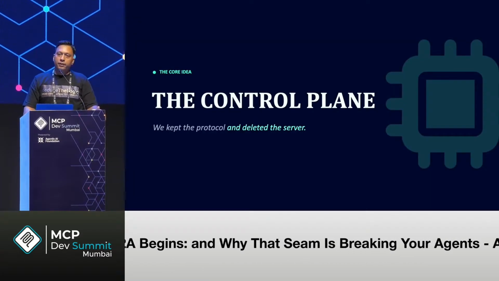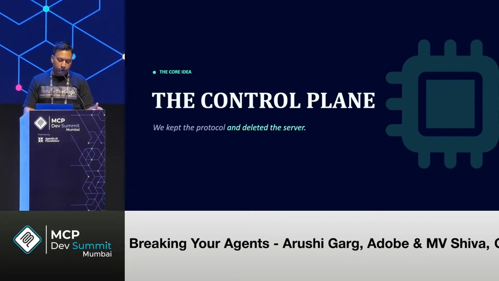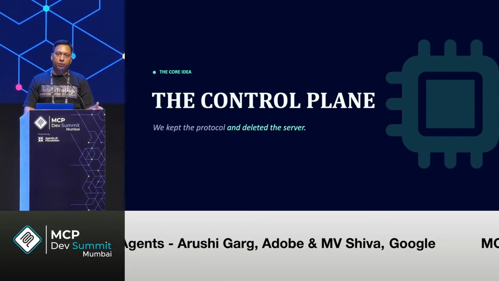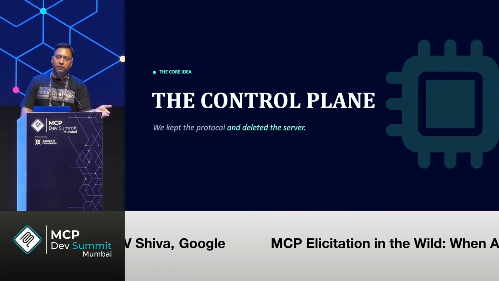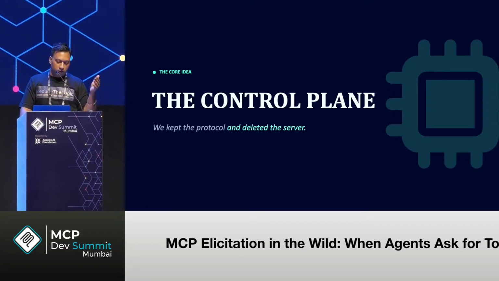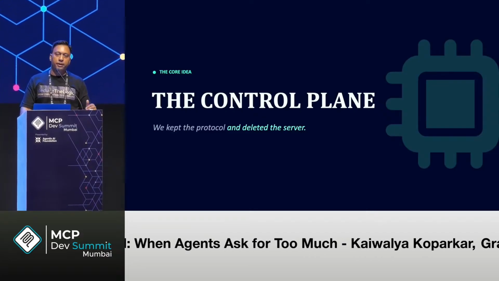So the core idea here is to define a control plane, wherein I'll just reiterate that we'll be retaining the protocol. MCP is being used here as an orchestrator, but we are deleting the server. We are just breaking the ties between the server and the server over the cloud. So everything is being done on the device.